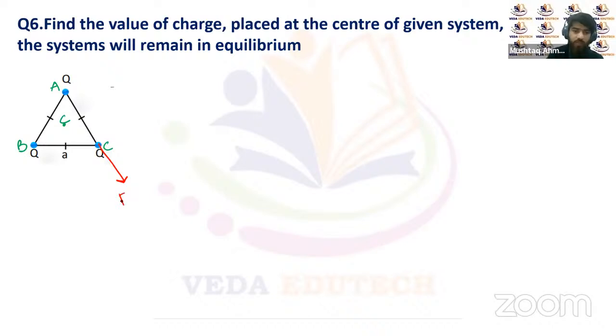Let me call this F1. That will be equal to KQ square upon A square, right? And the force because of the charge placed at P will be along this direction. It will be a repulsive force. This will be F2, and it will be equal to, once again, KQ square upon the distance square. That's A square, because each side of this triangle is A. It's an equilateral triangle, right?